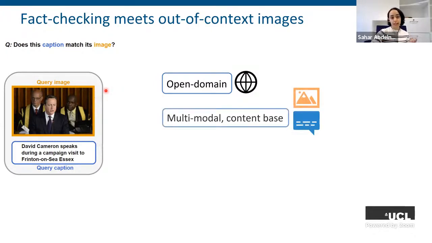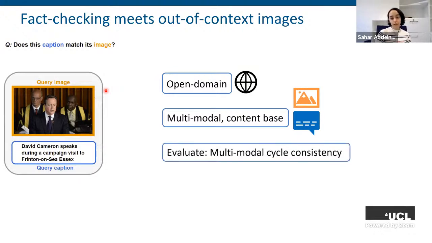The second thing is that since now we have a multimodal task, with an image and a caption, we want to use the content of both these modalities in order to find evidence to verify the claim. So we do the fact verification through something we propose, which we call multimodal cycle consistency.